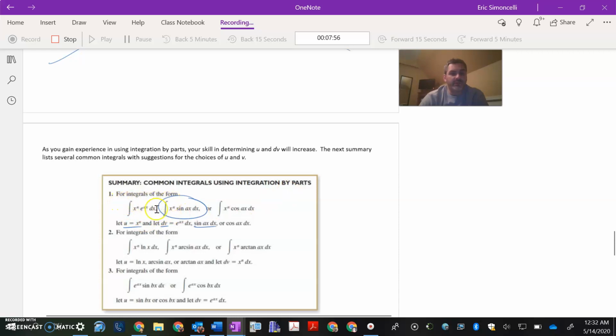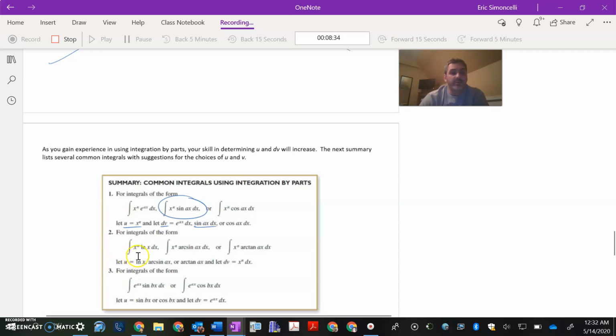For integrals of the following form, the integral of x to the n e to the ax dx, or the integral of x to the n sine of ax dx, or lastly, similarly to the second but cosine, you're going to let u equal x to the n and dv equal e to the ax dx, sine ax dx, or cosine ax dx for those second two integrals. As a rule of thumb, this will work out more advantageously if you do that.